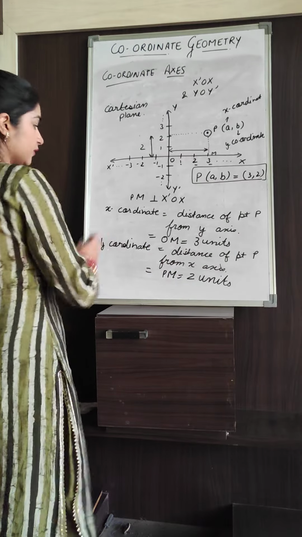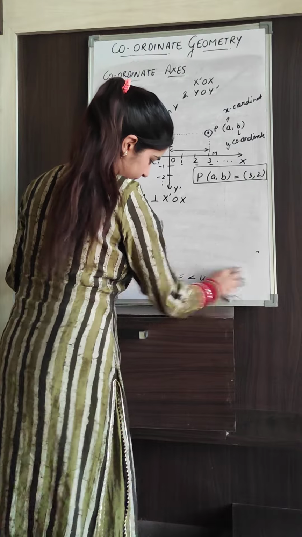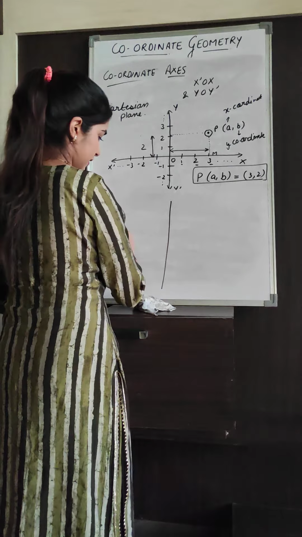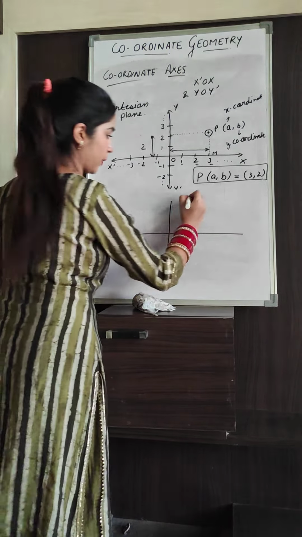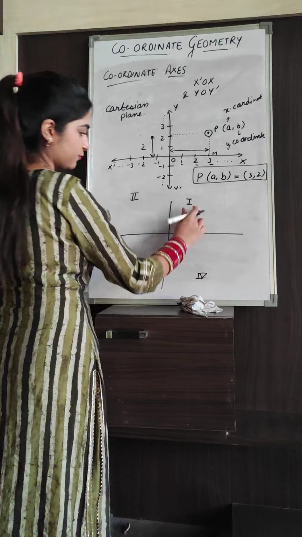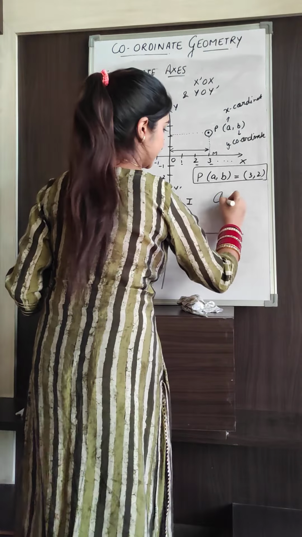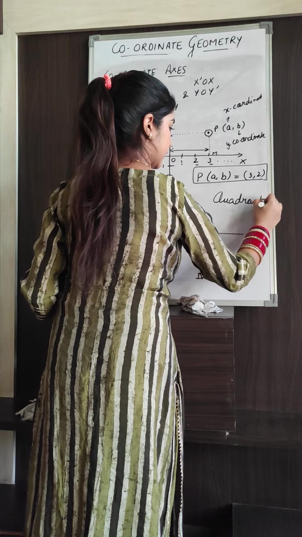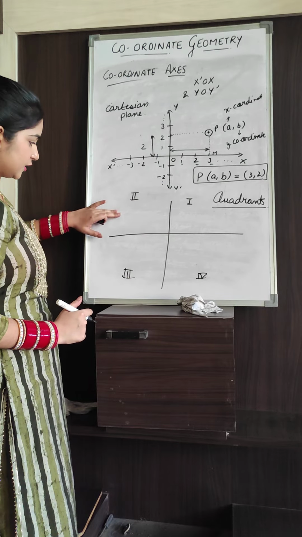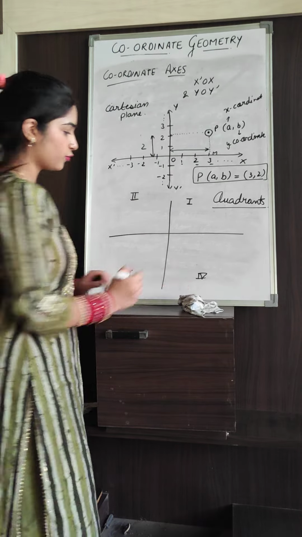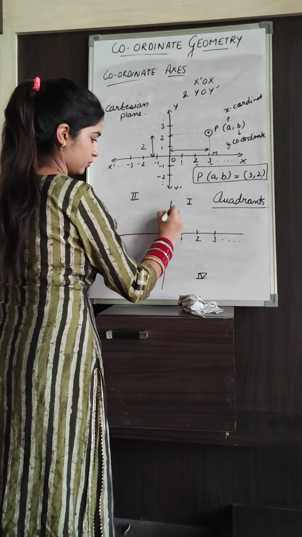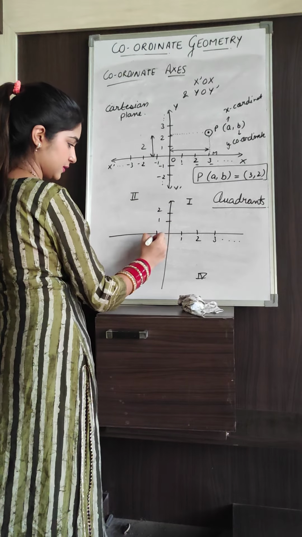Now, there is one more point. These two lines divide our whole region into 4 parts: first, second, third and fourth. These 4 regions are known as quadrants. This is our first quadrant, this is our second quadrant, this is our third quadrant, and this is our fourth quadrant.